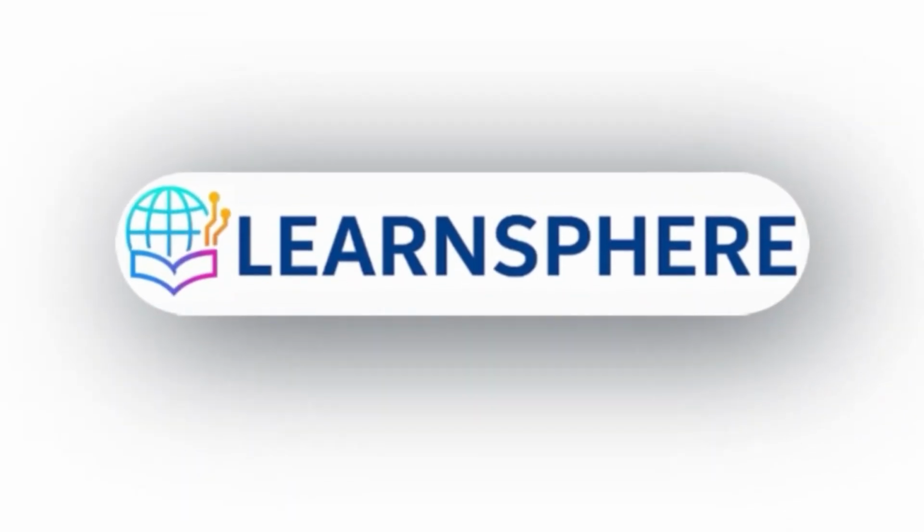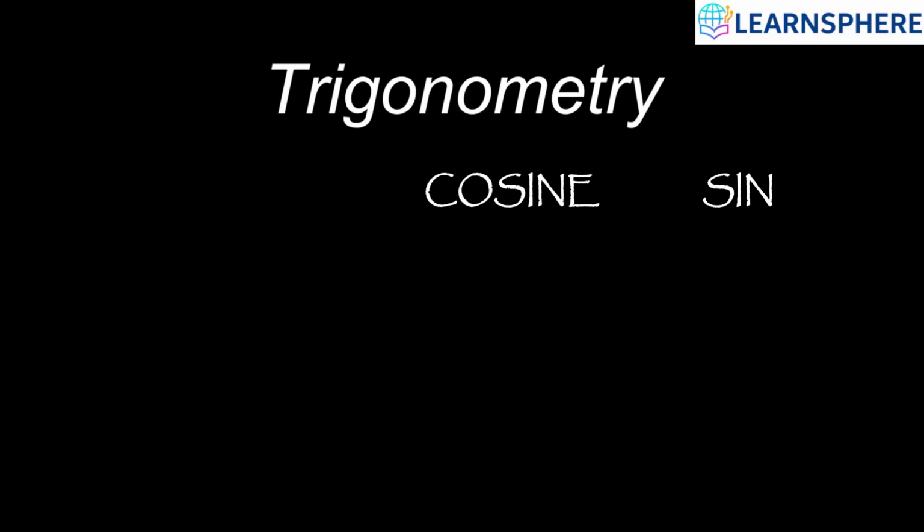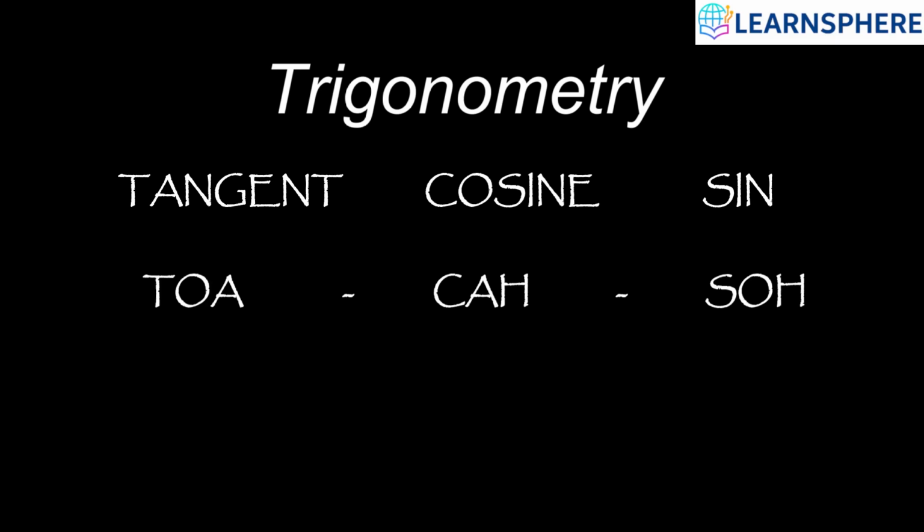Welcome to LearnSphere. In this video, we'll learn how to solve right-angled triangle problems using trigonometry. Specifically, we'll focus on three main ratios, sine, cosine, and tangent, which you can remember using the acronym TOA CAH SOH. Here's what the acronym means.